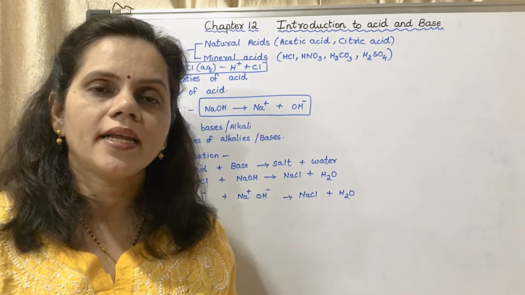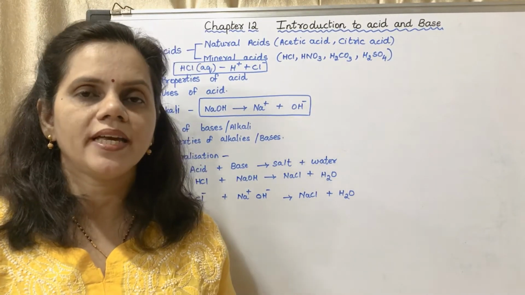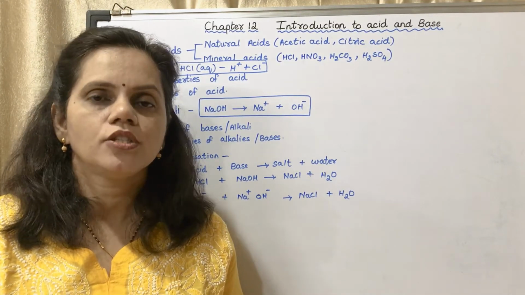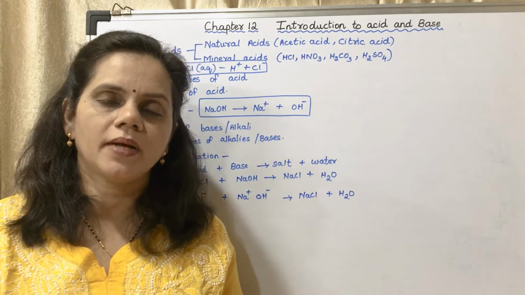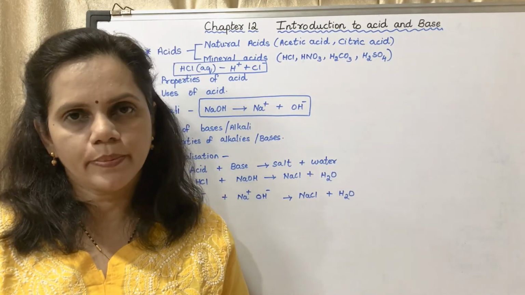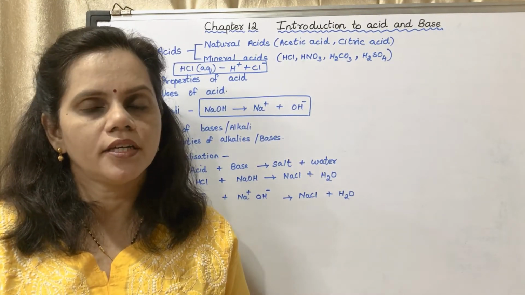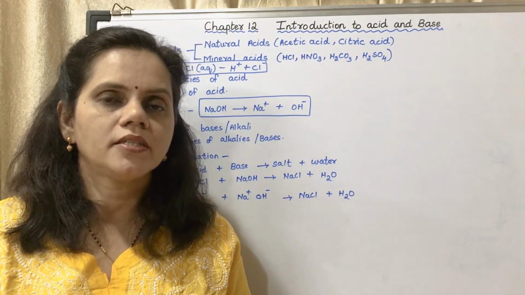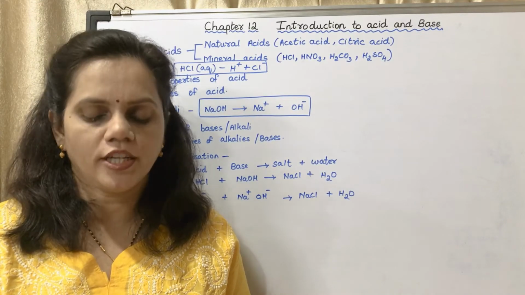Now, what do you mean by an alkali and a base? Bases which are soluble in water are called alkalis. So, sometimes they use the term alkali instead of base. When they have used the term alkali, you may remember that it is a base but which is soluble in water.